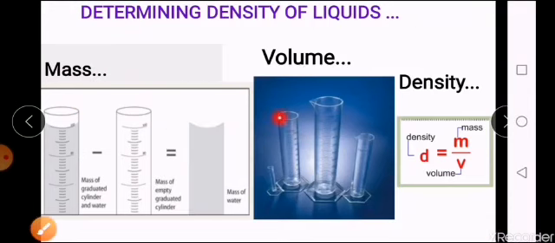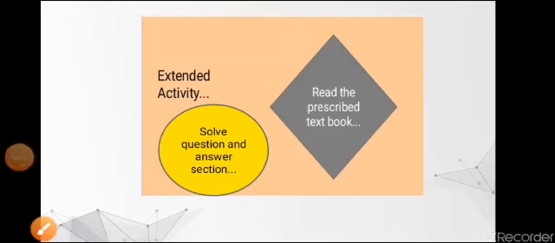Now you are having the volume which you have already taken using a measuring cylinder with you. Mass of the liquid you have calculated now. Now you can directly count what is the density of the given liquid. So this is how you are going to determine the density. This is all for today's topic.